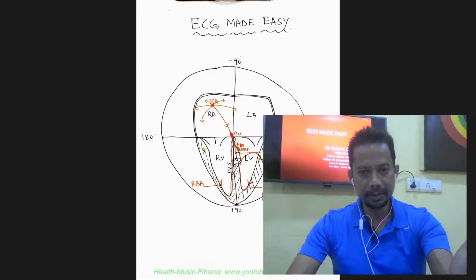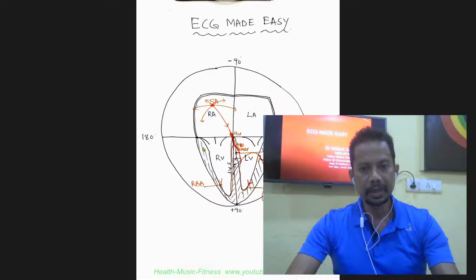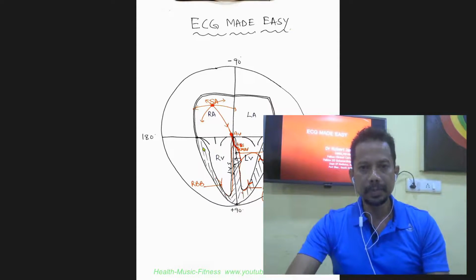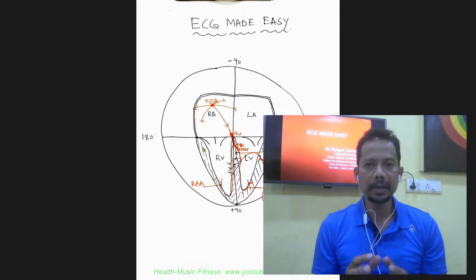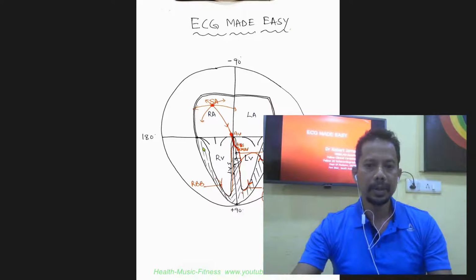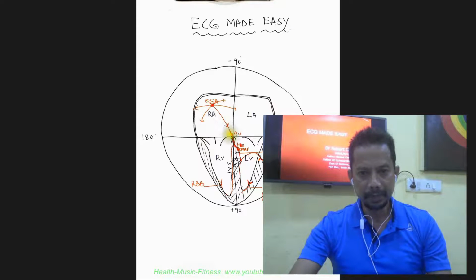So from the SA node into the AV node, into the bundle of His, the right bundle branch goes to the right ventricle, and in the right ventricle there are Purkinje fibers which are very fast conductive system fibers, and they will transmit the impulse very fast, very rapidly. But remember, in the myocardium the impulse travels a bit slowly. And coming back to the AV node, bundle of His, and then there is this left bundle branch.